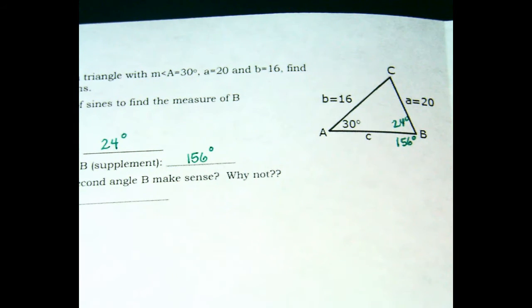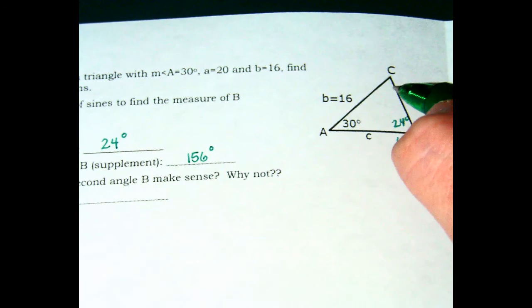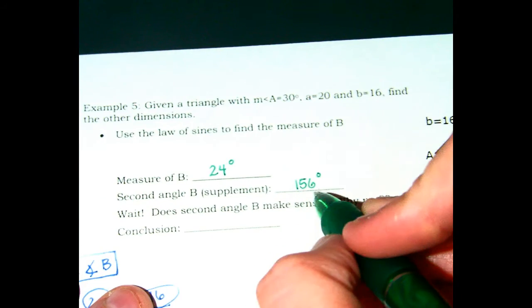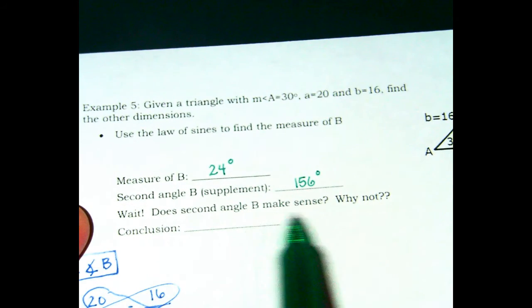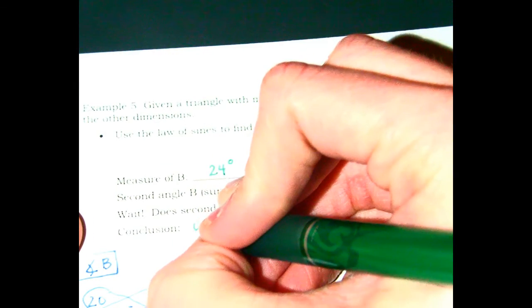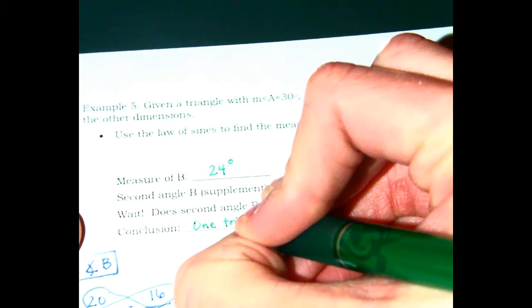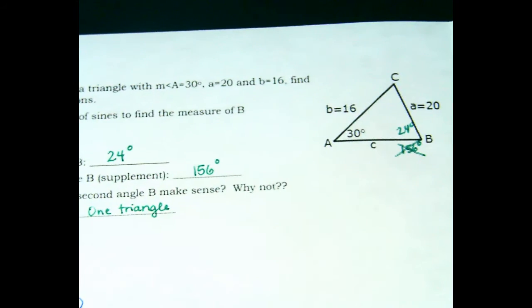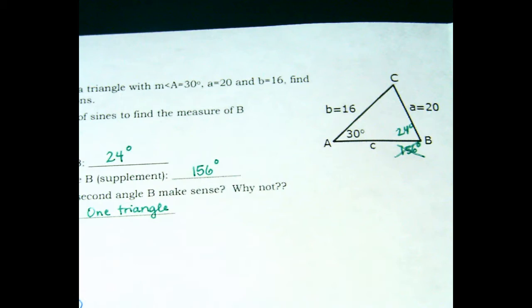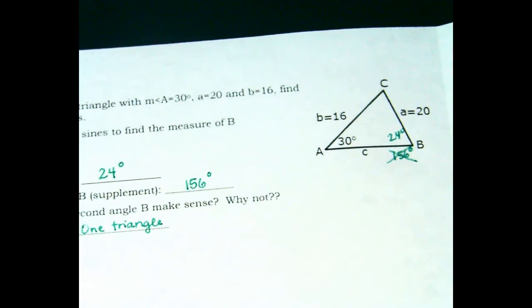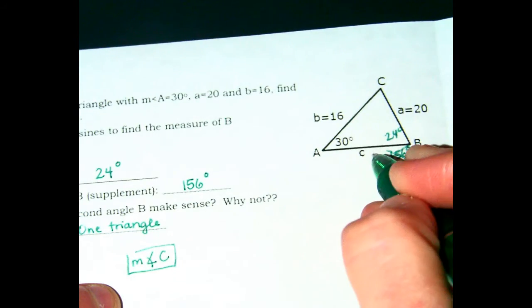Now we got to think that through. So there would be nothing left for C. That means this one does not work. So wait, this does not make sense. The conclusion is there is only one triangle. So we don't even have to worry about the second one. It does not work, because 156 plus 30 is over 180 to begin with. We don't even have extra room for C. So if this is actually 24, we can then move on. We can find the measure of angle C, and then later find side length C.